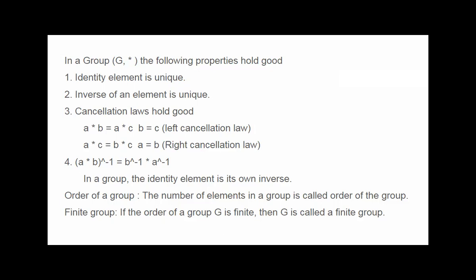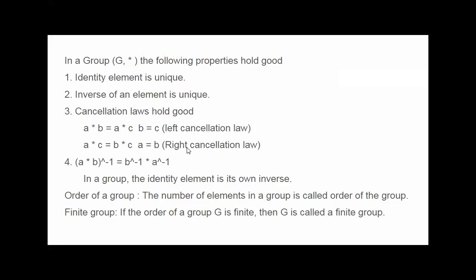Then what is next? Cancellation laws hold good. Now what is cancellation law? We will see here. A star B is equal to A star C. If this is the case, then we can cancel this A, because A is the same on both sides, and we get B is equal to C. It is known as the left cancellation law.